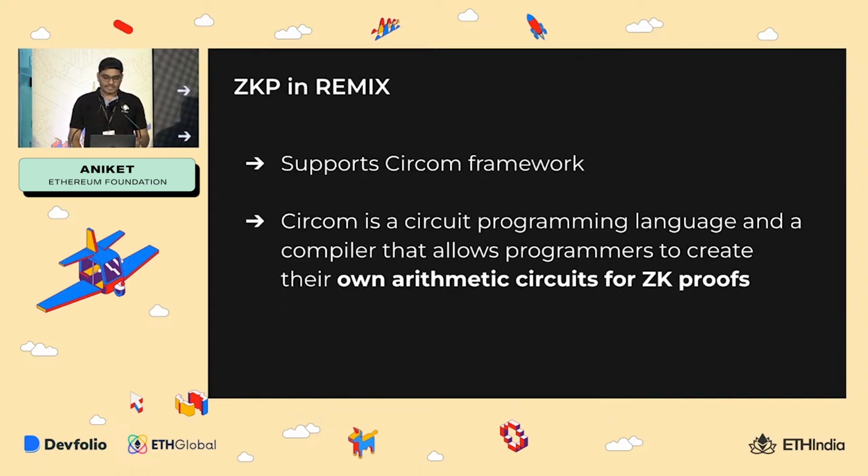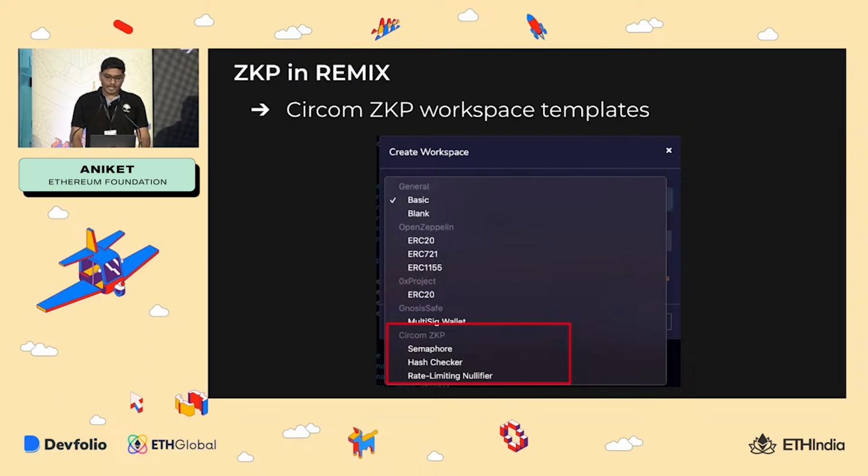Remix supports the Circom framework. Circom allows you to write your own arithmetic circuits for these zero knowledge proofs. There is a circuit programming language which you can use to write your own logic, and when you compile it, there is a dedicated compiler for this. When you compile, you will also get generated Solidity code that you can use for Solidity verification purposes.